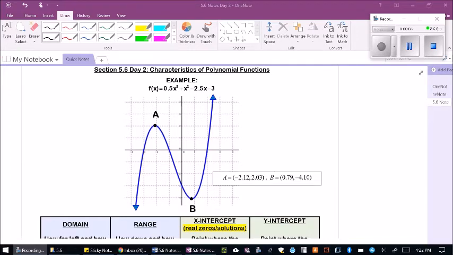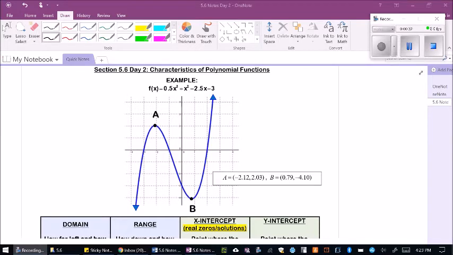Hi everyone, so today we're going to continue with section 5.6, talking about characteristics of polynomial functions. As we go through the material today, some of this vocabulary might seem familiar. We have used this vocabulary before when we talked about characteristics of absolute value and characteristics of quadratics. So let's go ahead, let's jump right in.